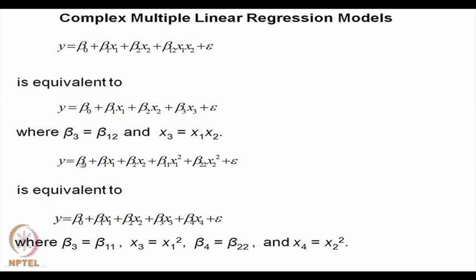Similarly, if we have an equation containing x 1 square terms and x 2 square terms, we can write x 1 square as equal to x 3 and x 2 square as equal to x 4. Then this becomes a linear form. Therefore, although we can have situations where the relationship in variables could be nonlinear, it can be transformed into relationships or equations that are linear in parameter. So, basically we are taking up cases that are linear in parameter.